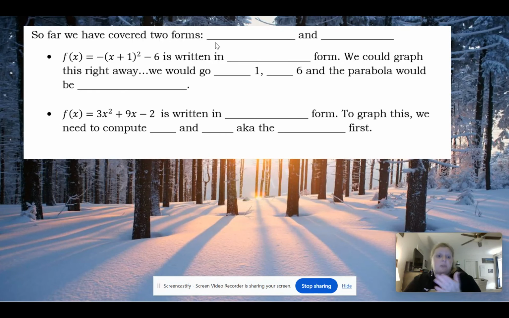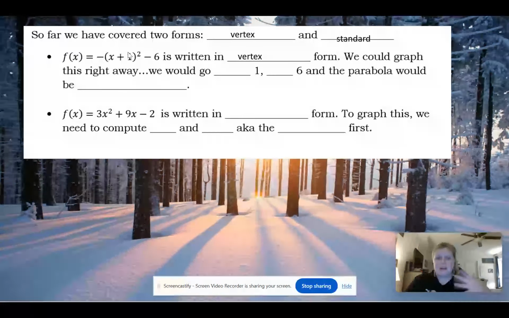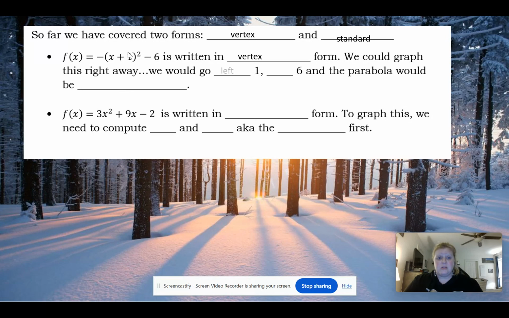So far we've covered two forms in our unit. We've covered vertex form and we've covered standard form. All right, so in this first problem, we're at the point where we can look at that and say, okay, I go left 1, down 6, put a dot, that's where my vertex is, and then I know that's going to be a frowny face. All right, and I know that all because it's written in vertex form, so I can actually see the vertex. So again, left 1, down 6, upside down, boom, it's graphed. So vertex form is the best. It's super fast. We really like it.